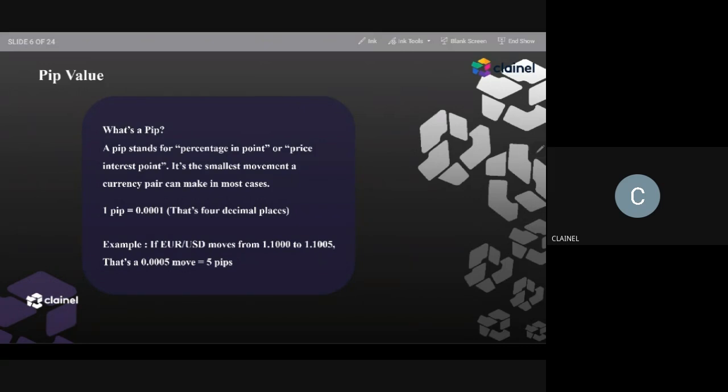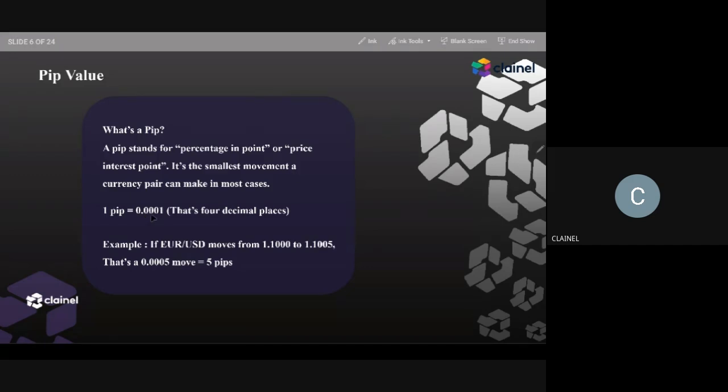So now we're going to be diving into pip value. What is a pip, you might ask? A pip stands for percentage in points, or price interest points. It's the smallest movement a currency pair can make in most cases. And here on our screen, we have 1 pip.